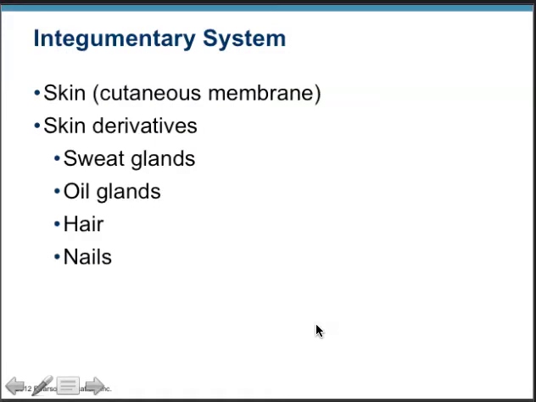The integumentary system is the largest organ in the body. Remember that an organ is a collection of tissues that perform a particular task for the organism. Your skin, which is a cutaneous membrane, is the most significant part of this system. Its derivatives include sweat and oil glands, as well as hair and nails.